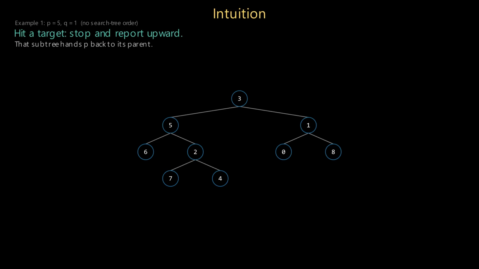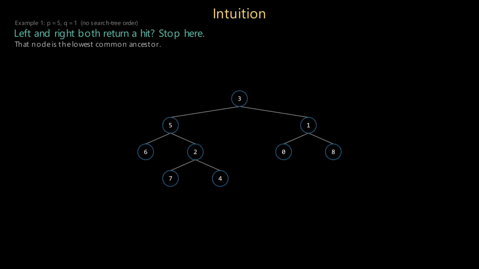When recursion lands on P, that call returns P as the answer for its subtree, no need to hunt below P for P again. We show a pulse climbing from 5 up toward the root along the parent edge, a ping that says this side found one of the targets.